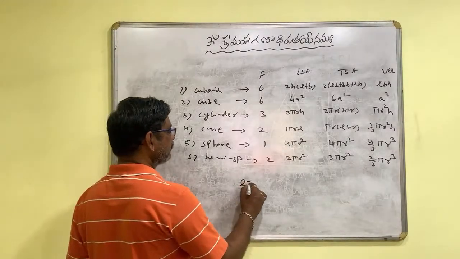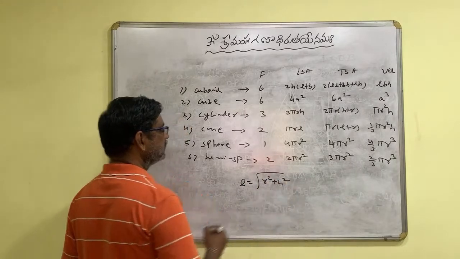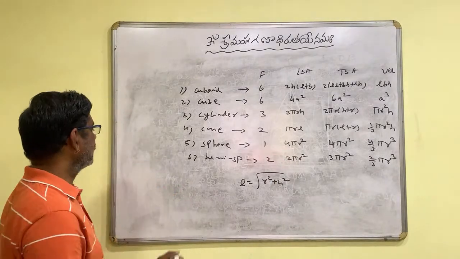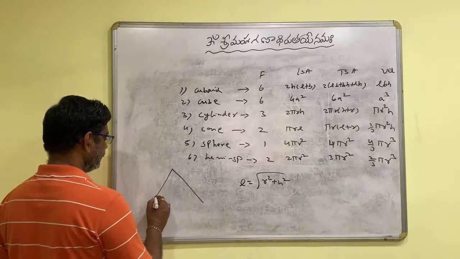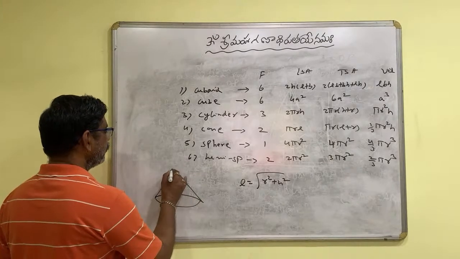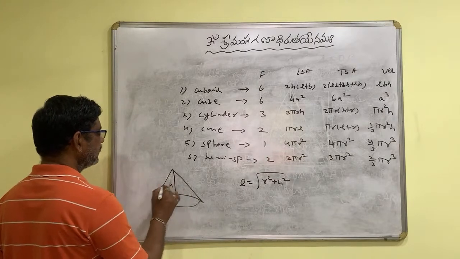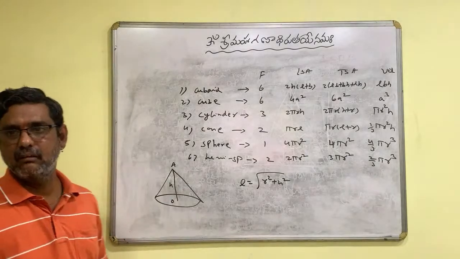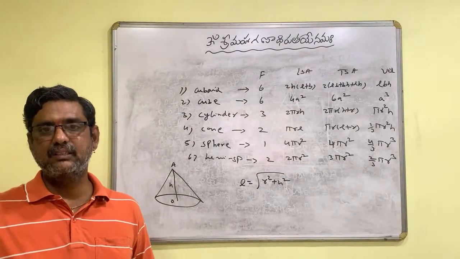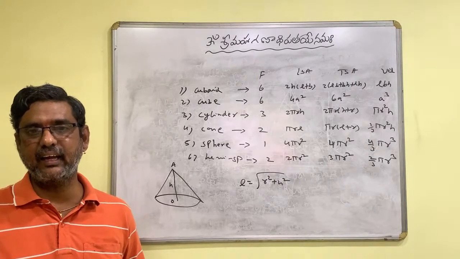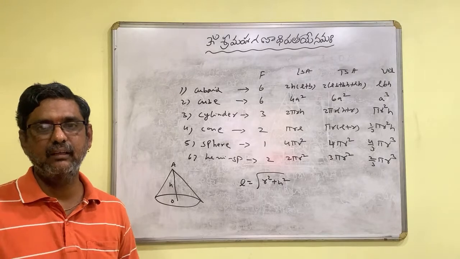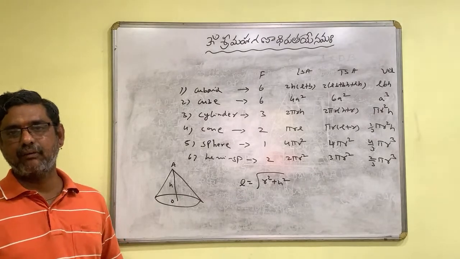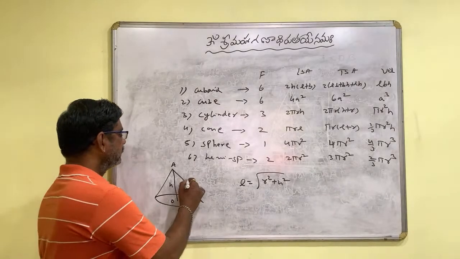And the slant height of a cone is root over r square plus h square. Children, a cone has 2 heights. One is the vertical height, from the vertex to the center of the base. The second is from the vertex to any point on the base; that is called the slant height.